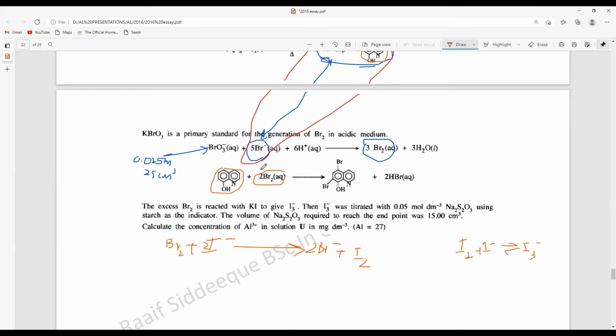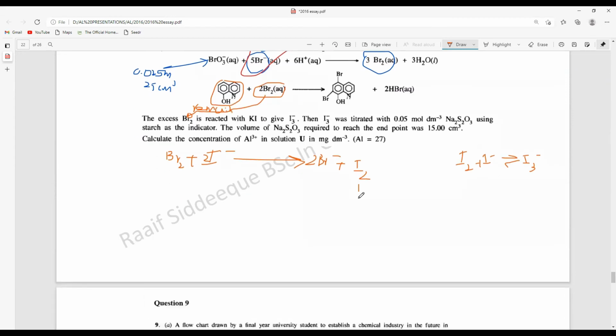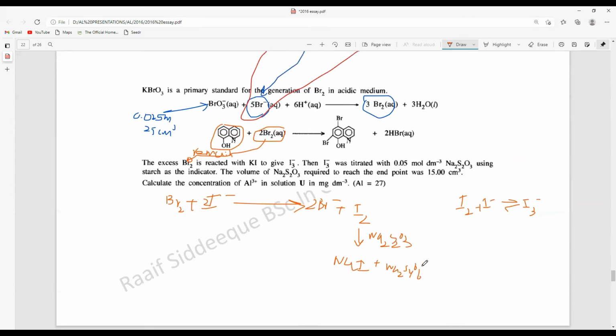Here, after the reaction with oxime, some amount of Br2 remains. So this is the remaining amount, and this reacts with KI to give I3 minus, which is our I2, and this was titrated with Na2S2O3. So you know the typical reaction up to now. This will form NaI plus Na2S4O6, right? This is a very typical compound that at this point you should be able to know.